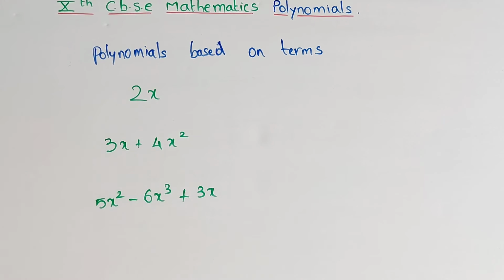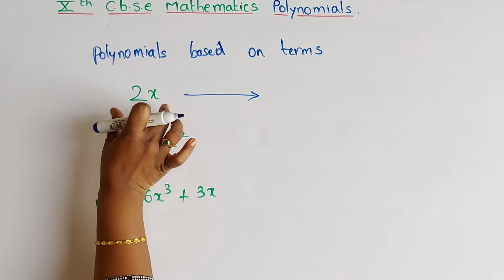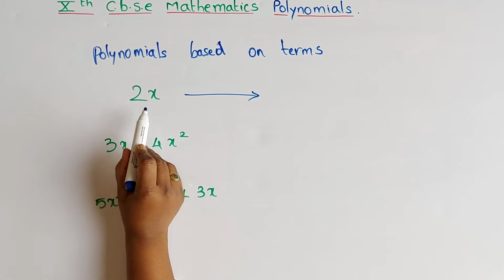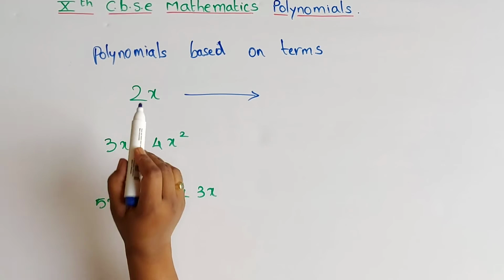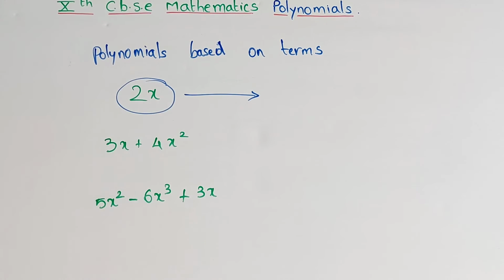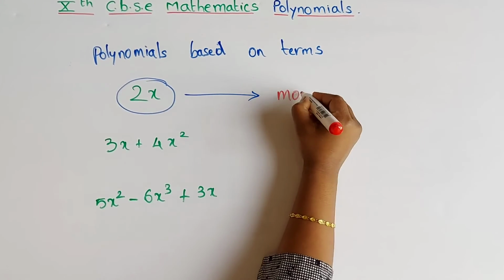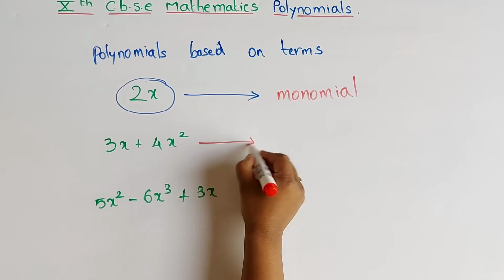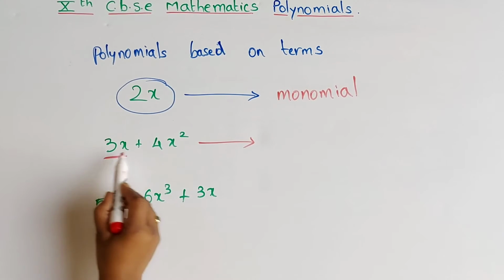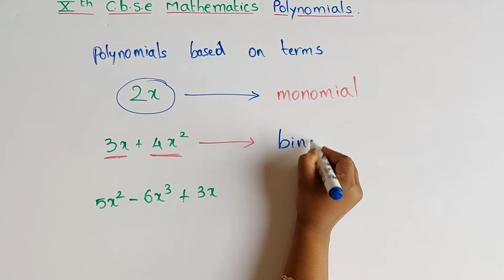Here we have some examples, children. See first one, 2x. This is one term. A term consists of one variable and one constant. Correct, children? Combination of variable and constant is called a term. So this is one term. Like a single term, we call it monomial. And the second one, you see here one term and here second term. Here we have two terms, children. So this is called binomial.